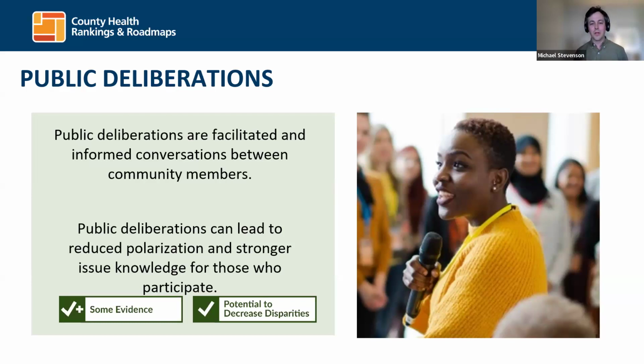So these are spaces where people come together to really surface the difference in perspectives, ground themselves in a shared understanding of evidence, and try to identify potential solutions. Our analysis of the evidence supporting this strategy landed at an evidence rating of some evidence, which means that there is emerging evidence that shows that public deliberations can lead to, this is important, reduced polarization and stronger issue knowledge for those who participate. And it's rated potential to decrease disparities in those areas.